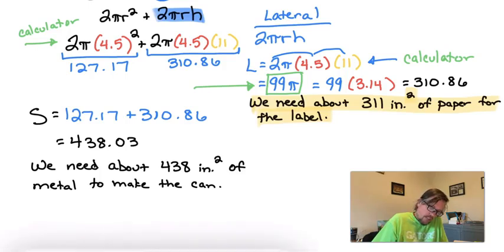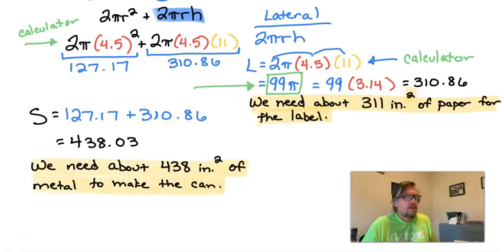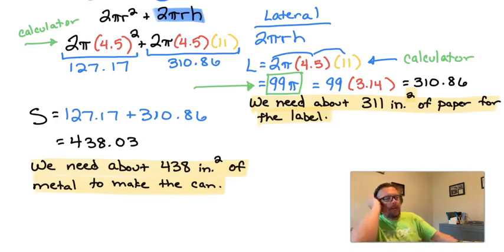So the lateral surface area was about 311 square inches. The total surface area was about 438 square inches.